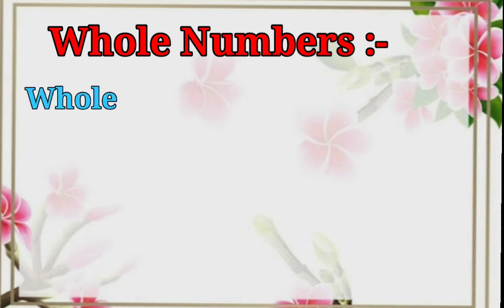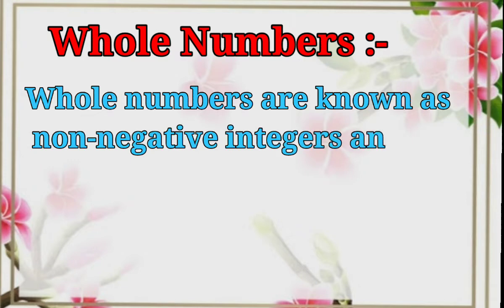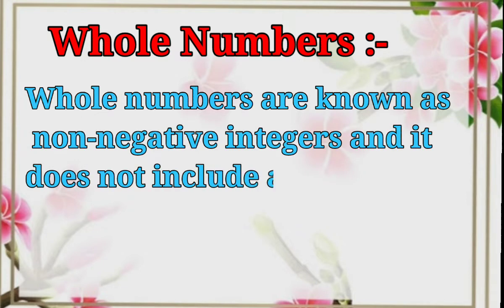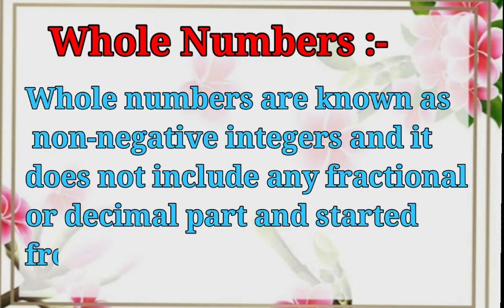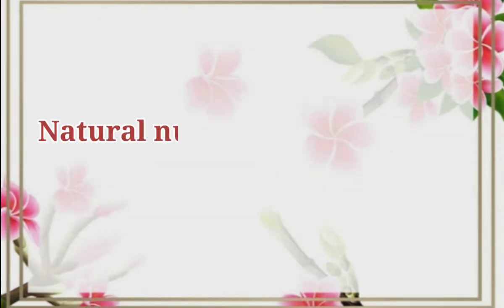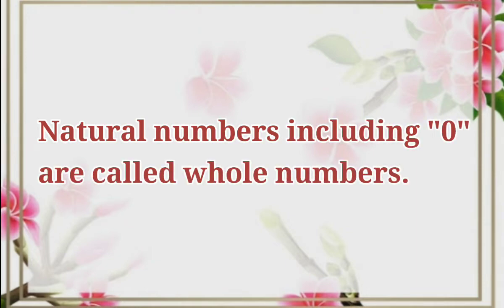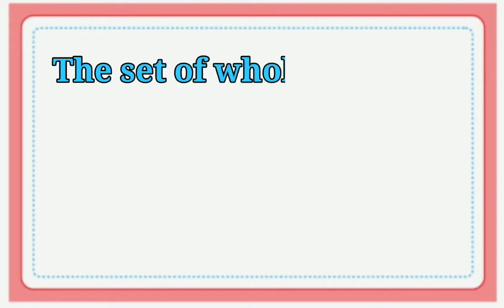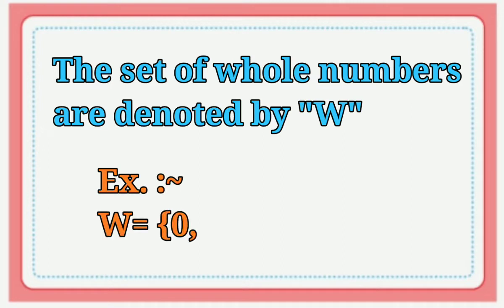Now we know about whole numbers. Whole numbers are known as non-negative integers and do not include any fractional or decimal part, and start from 0. Or natural numbers including 0 are called whole numbers. The set of whole numbers is denoted by W. For example, W is equal to 0, 1, 2, 3, 4 and so on.